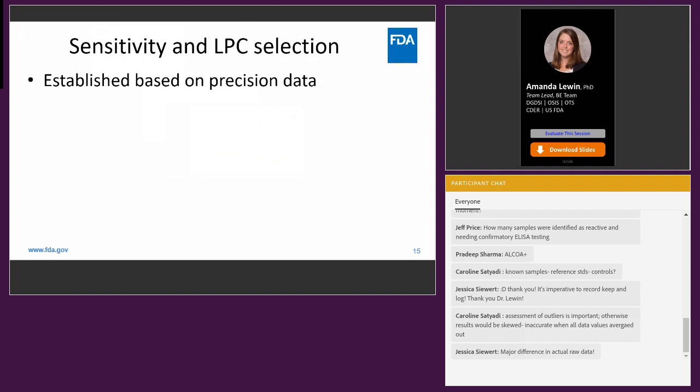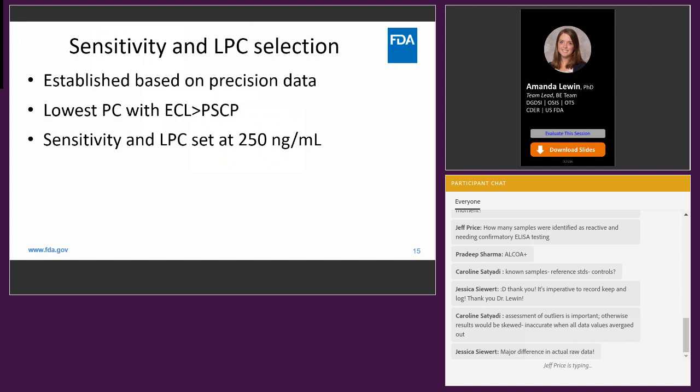In this assay, the sensitivity was determined based on the inter and intra-assay precision results, specifically the results for LPC1 and LPC2. The sensitivity of the assay was to be set at the lowest positive control concentration that consistently produced an overall mean ECL value greater than the plate-specific cut point on all occasions and met the inter and intra-assay precision acceptance criteria.